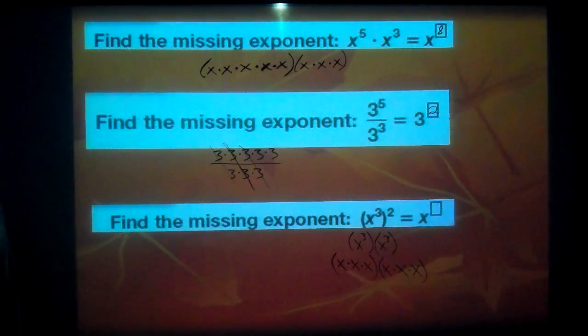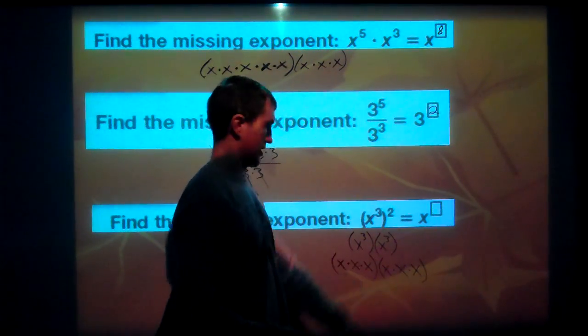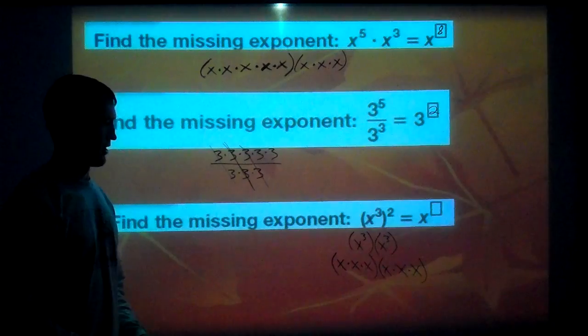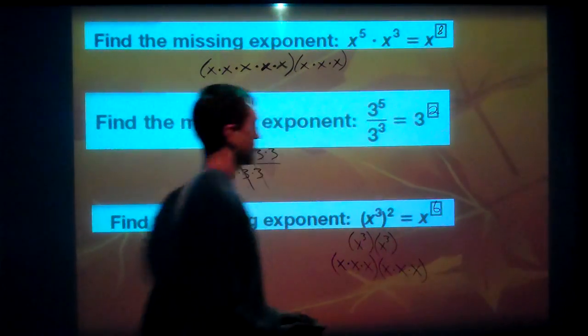So how many x's do we have there total? 1, 2, 3, 4, 5, 6. 6 of them all being multiplied together. This should be x to the 6th. Okay.